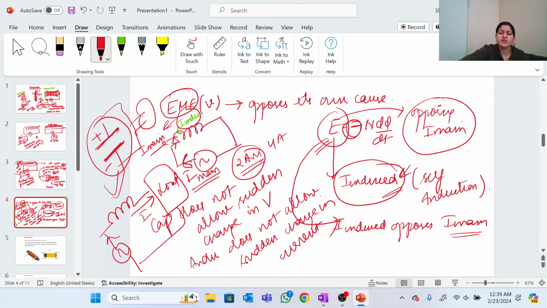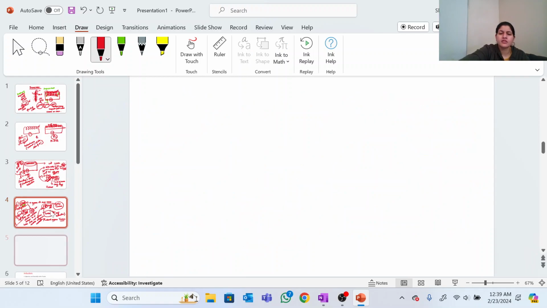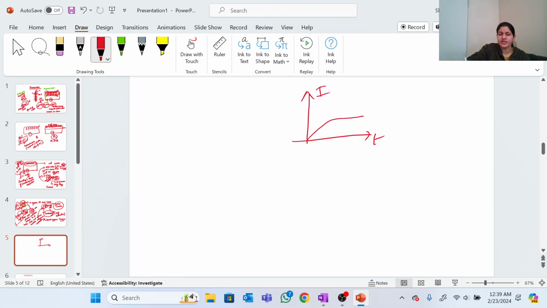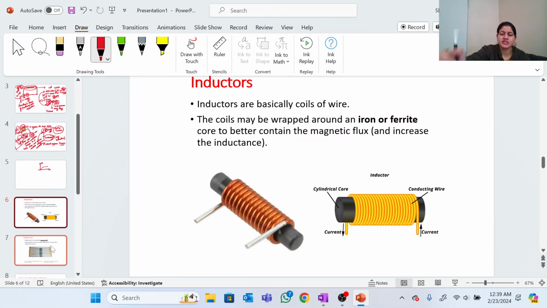Okay, so that way, this is time, this is current, so that way the current will slowly increase, right? So that was it. The second thing which comes into the picture is that there are one or two slides here, maybe we'll just go through it.